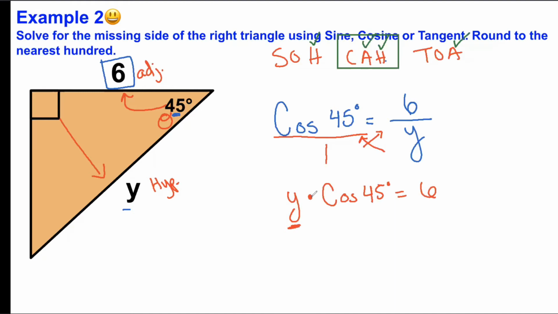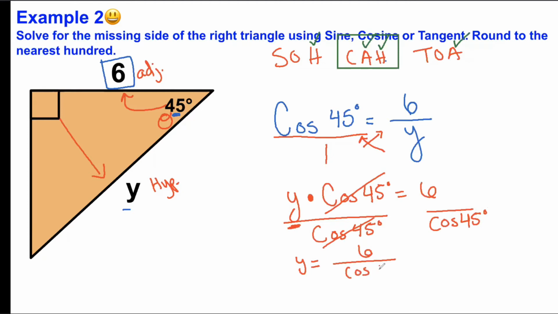This is the extra step. Notice that the operation that's happening here is multiplication. What is the inverse of multiplication? Division. So I have to divide both sides by cosine of 45. On my left side, it cancels, and I'm left with y equals, which is what I wanted. I wanted to isolate that y: y equals 6 over cosine of 45 degrees.